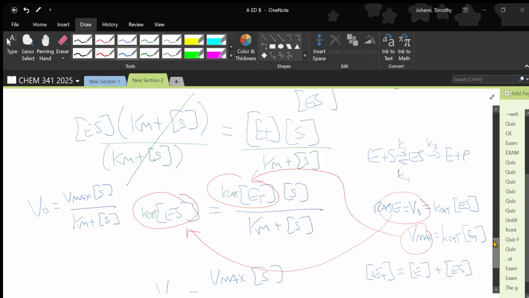But we know this is true, right? So we just brought it in, and now we have something that we can substitute. We're adding it. We're bringing it in. These are two true statements. They just have to be, right? And then if we multiply both sides by Kcat here, we can do that because it's algebra. Then we can sub in this Vmax and this V naught.